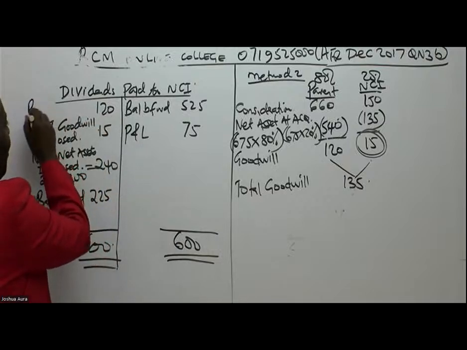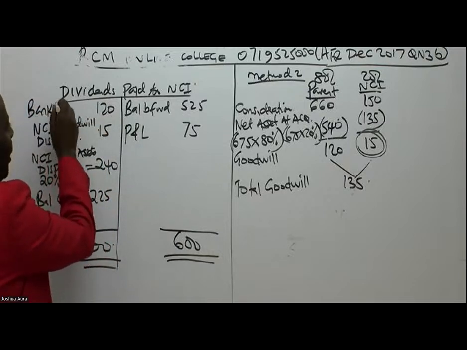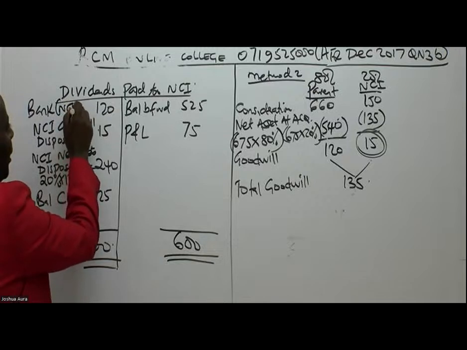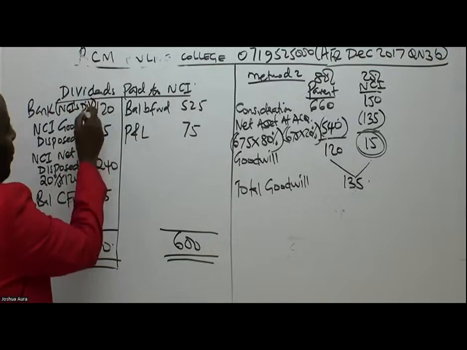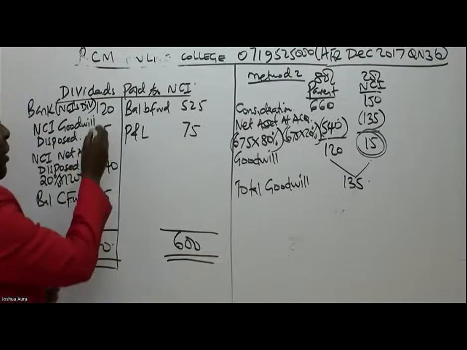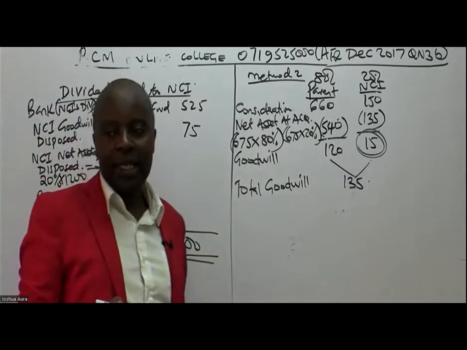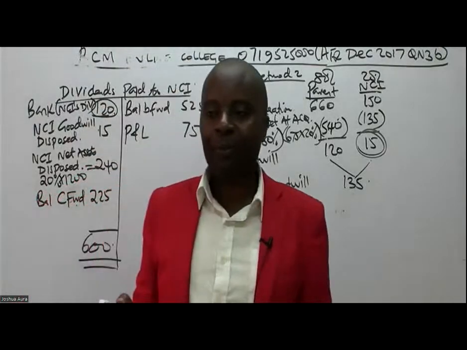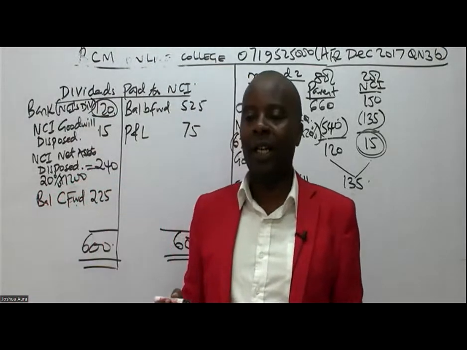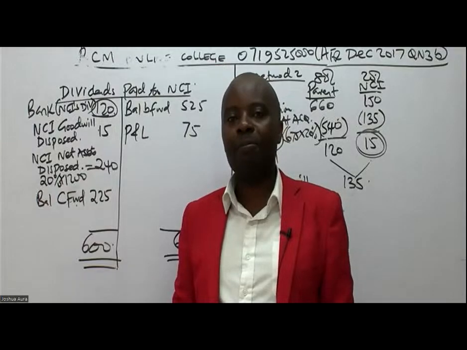Of course, this will go through the bank. So NCI's dividend is 120. Please mark this. Please highlight this figure. I will need it somewhere.